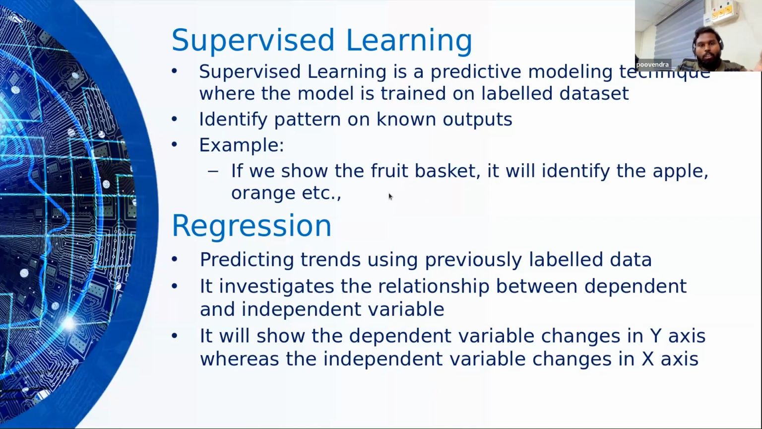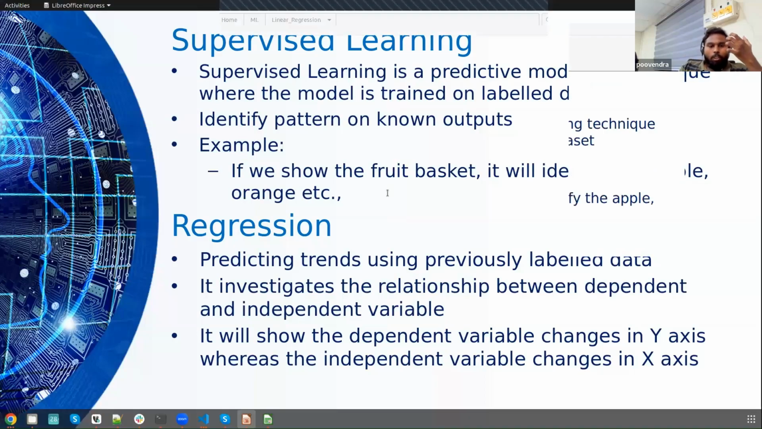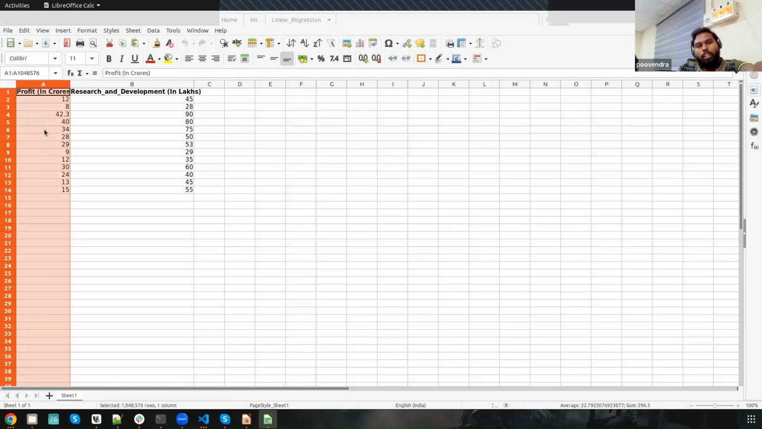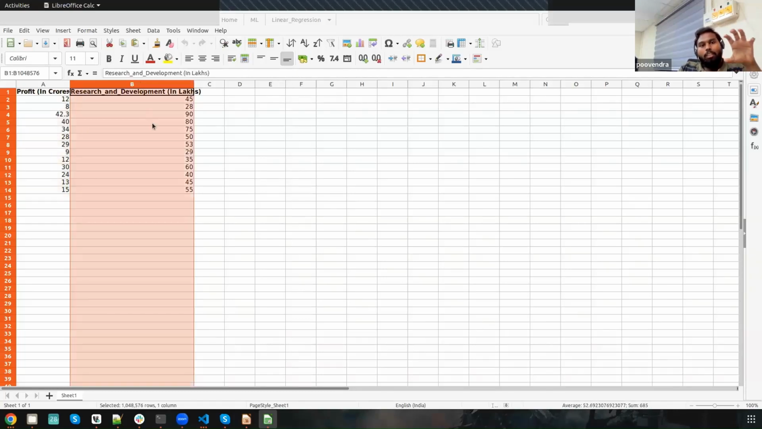Okay. So first, I told you there are two things: one is regression and the other is classification. First I will enter into regression. Regression investigates the relationship between the dependent and the independent variable. These words are very important. So what is dependent and what is independent? If you look at the data, profit in crores is a dependent variable, and research and development in lakhs is an independent variable.